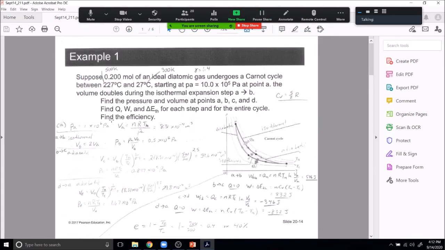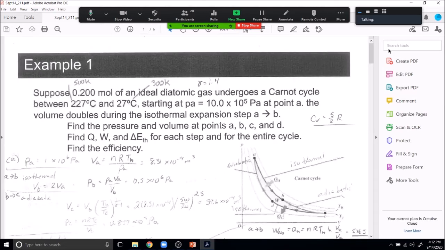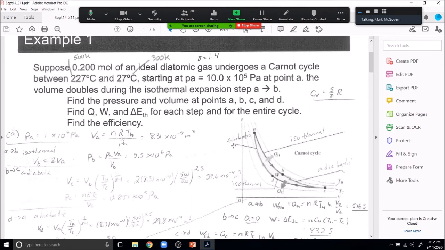All right, so we got to go through this very carefully. Very carefully. All right, we have 0.2 moles of a substance. It's a diatomic gas. Let's just say it's air. It undergoes a Carnot cycle between two temperature reservoirs that are given with a starting pressure. The PA mentioned here is the pressure at point A, which is on the diagram here.